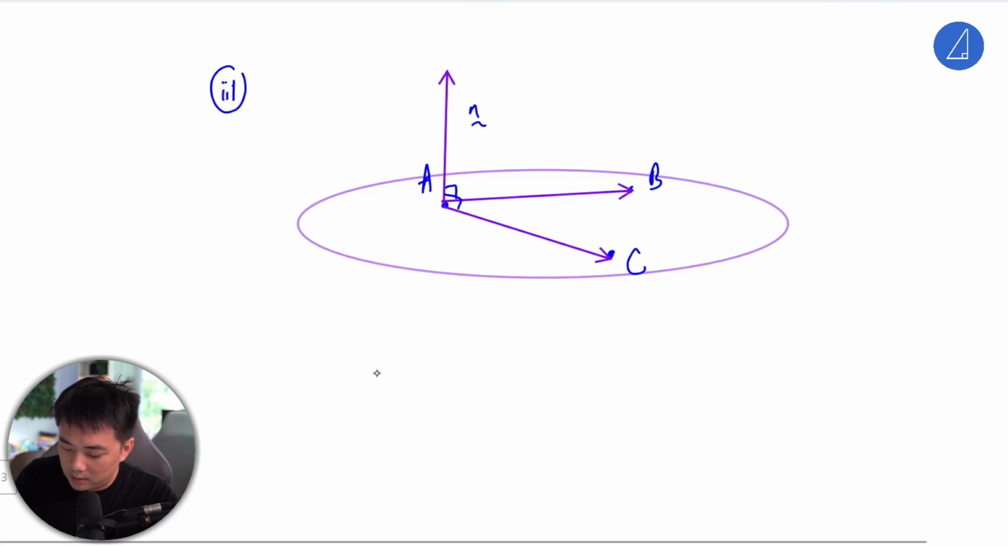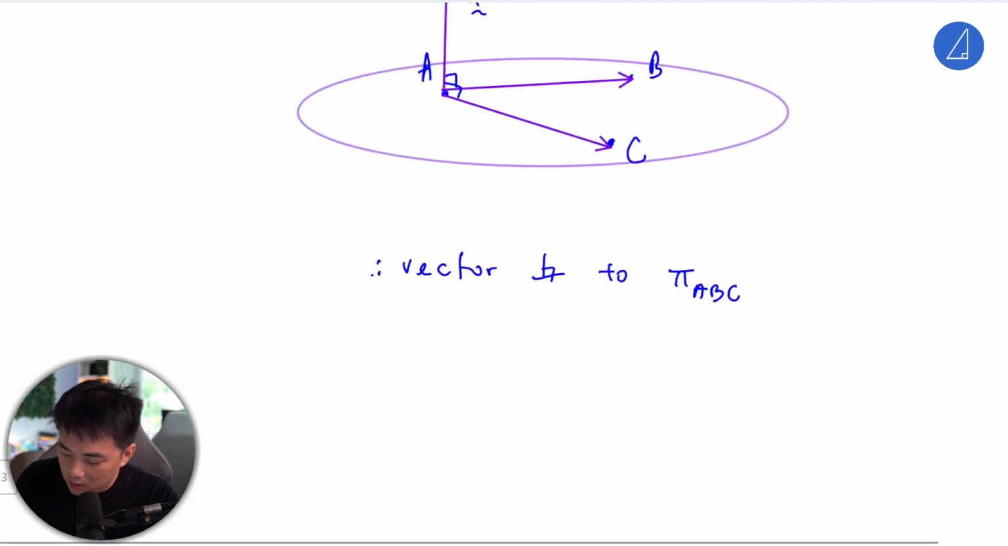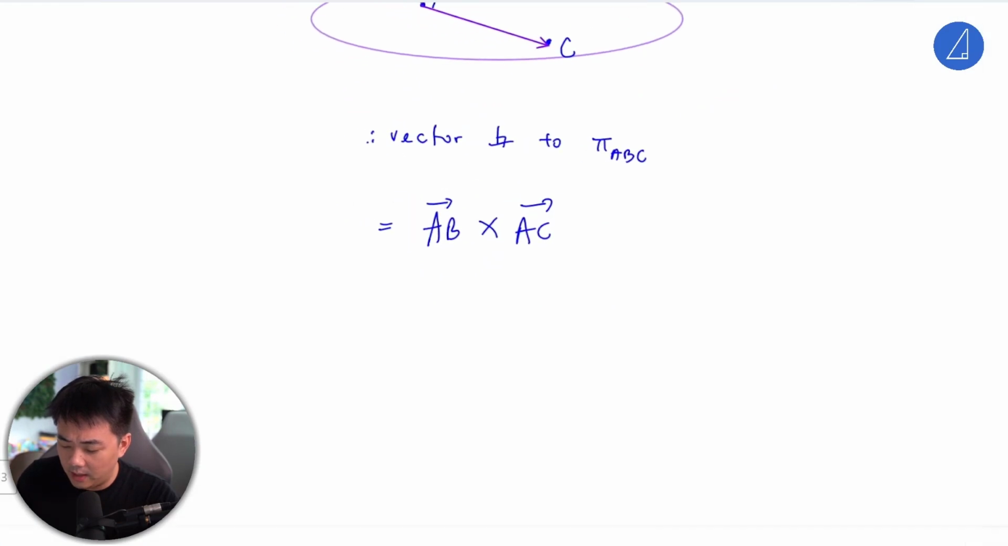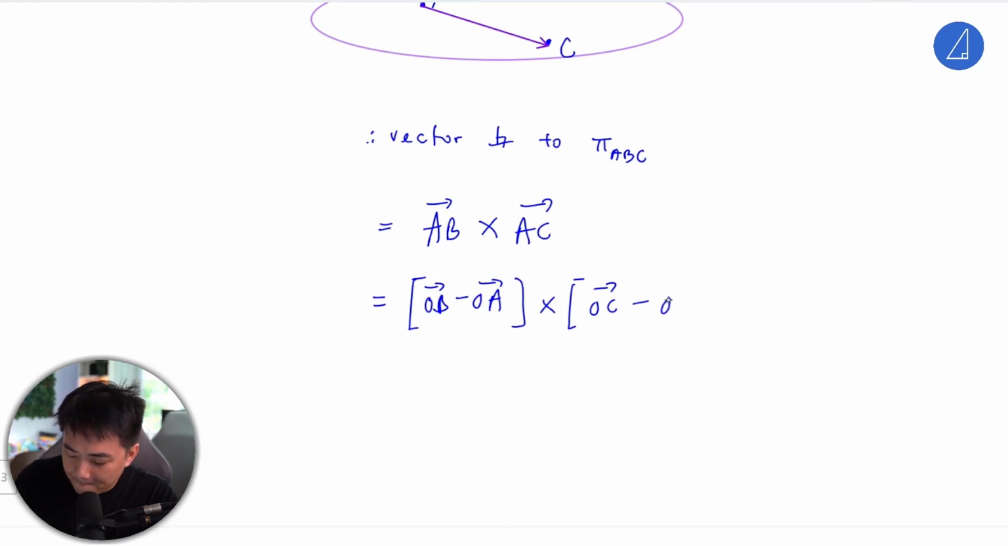So hence the vector perpendicular to plane ABC will just be AB cross AC. That's about it. We have the coordinates, and they are written nicely. So this will be OB minus OA as usual, cross with OC minus OA. Great. Then we'll just do that.